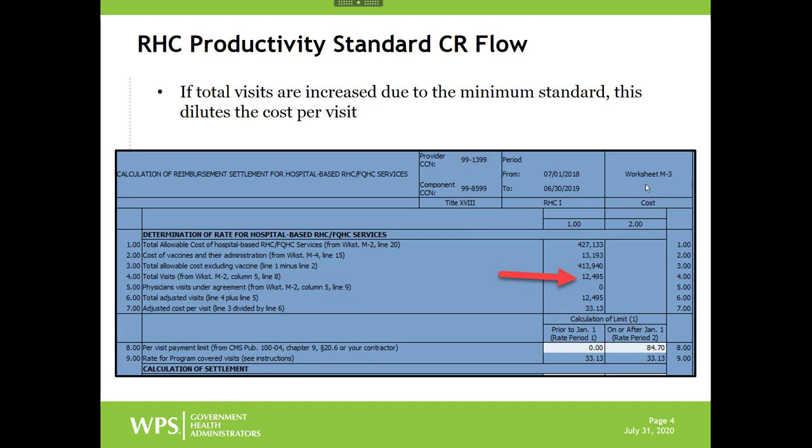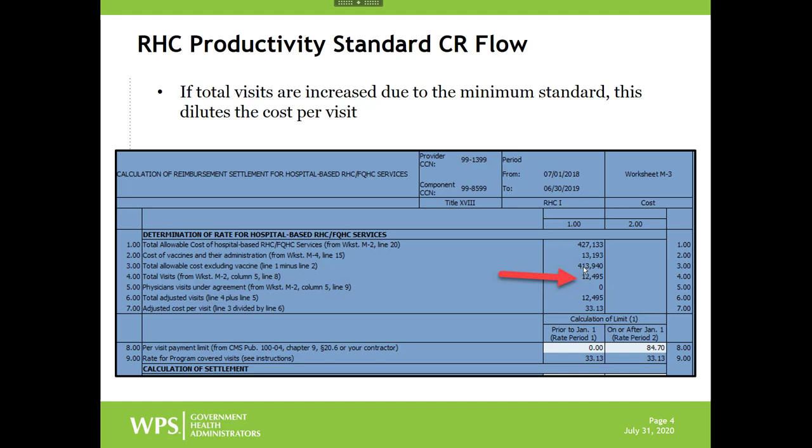So what is happening on worksheet M-3 is that the cost, the adjusted cost, is being divided by those visits to identify a cost per visit. The cost is not a part of this process. We're not doing any sort of revision to this cost. It's only the number of visits that are being impacted.